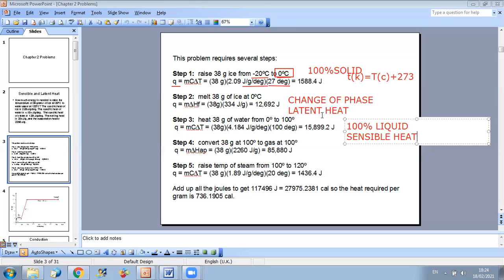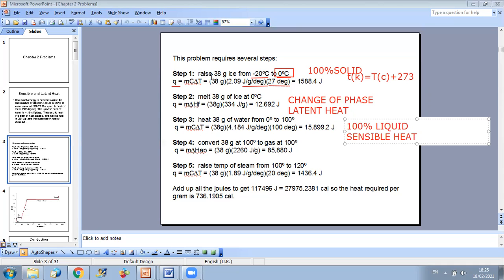But for change of phase, for a pure material, it will take place at constant temperature. So here melting will take place at 0 degrees. After complete change from solid to liquid state, the temperature will increase again. So it will go now from 0, which is the melting temperature, to 100 degrees, which is the evaporation temperature of water. So now the amount of heat that should be supplied is also given by the same formula for sensible heat of mc delta T.